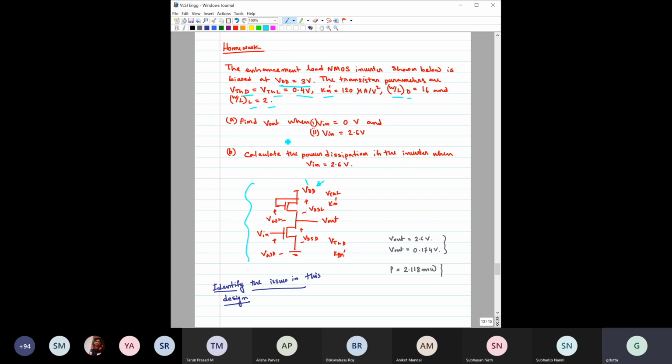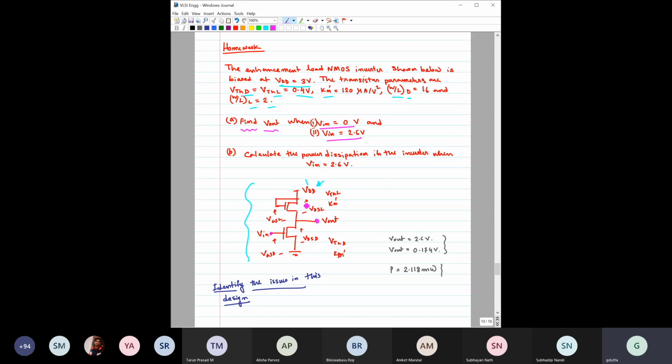Now here, the question says that we need to find the V out, that is this voltage, when V in equal to 0 volt. So when you give 0 volt, okay. And instead of V in equal to 3 volt, it asks to find the output voltage when V in is equal to 2.6 volt. So give 2.6 volt, what would be the output? If you have understood the earlier concept, it is just a matter of putting some equation and solving it.